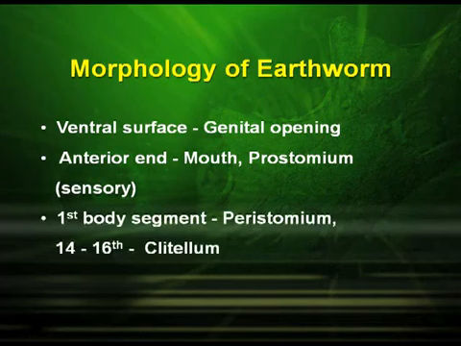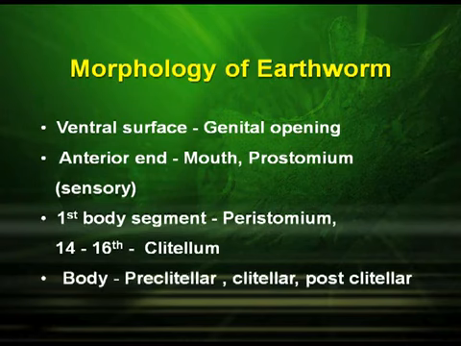The first body segment in earthworm is known as the peristomium. From the 14th to the 16th segment, they have the presence of clitellum. Their body is distinctly divided into three regions. They are the pre-clitellar, the clitellar and the post-clitellar.